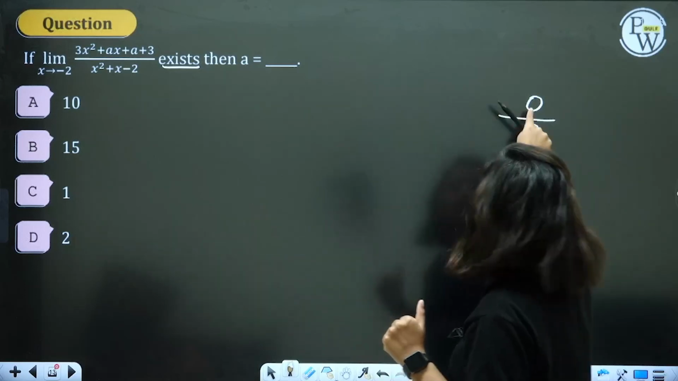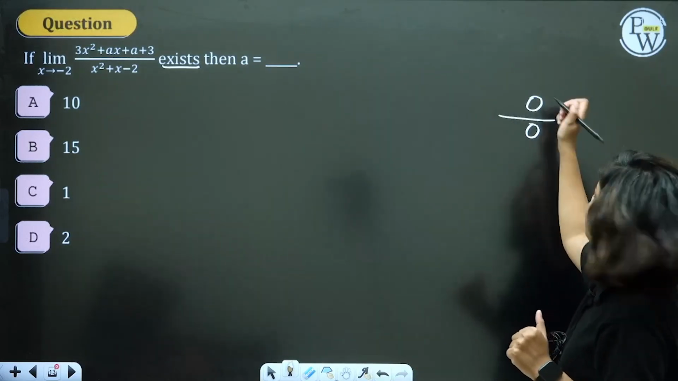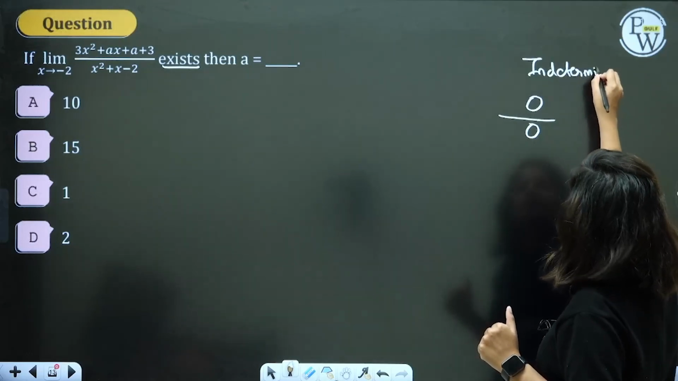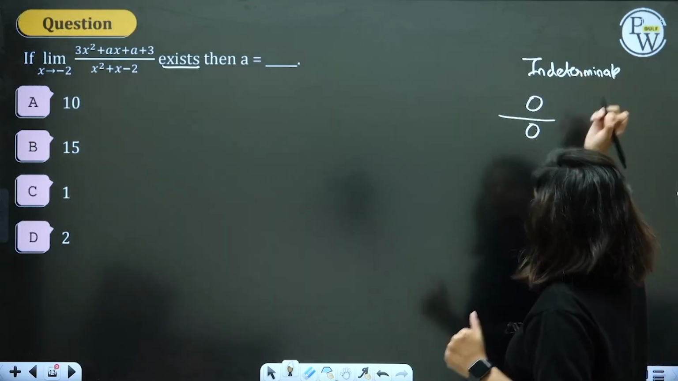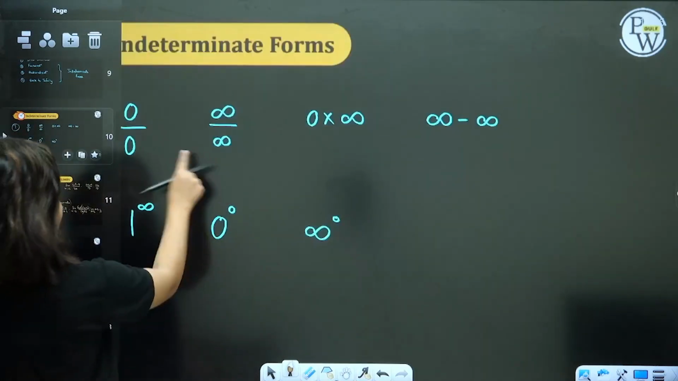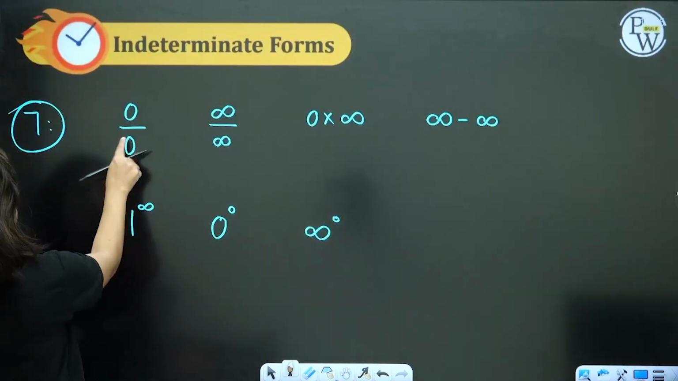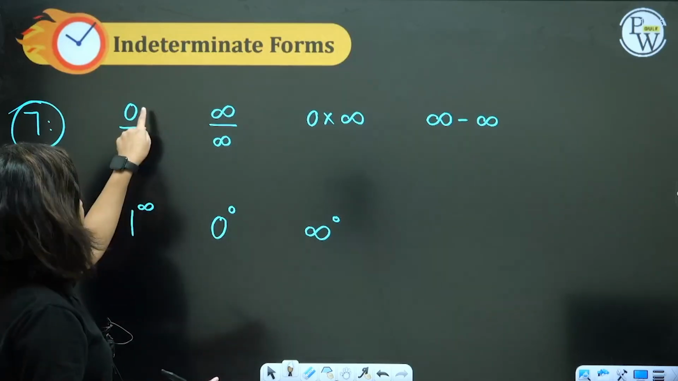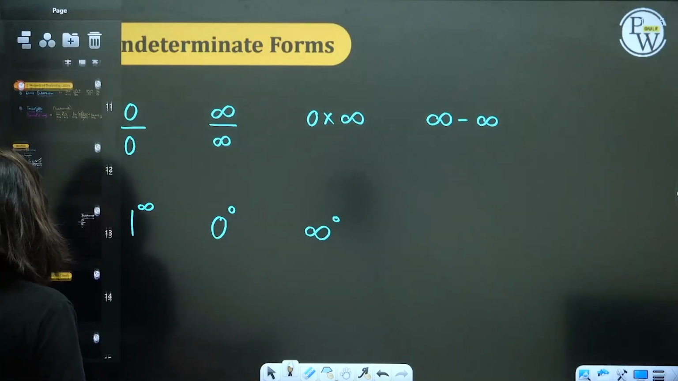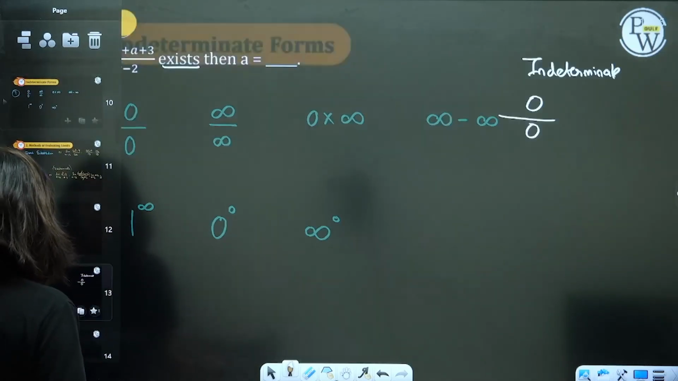That means it has to be an indeterminate form, where the denominator is 0. If the denominator is 0, which indeterminate form can it be? First one. That means the numerator is also 0. Can you conclude that the numerator is also 0, my dear bachcho?